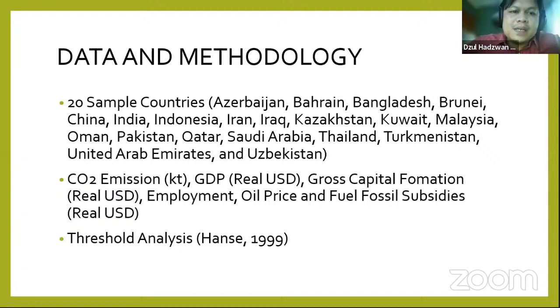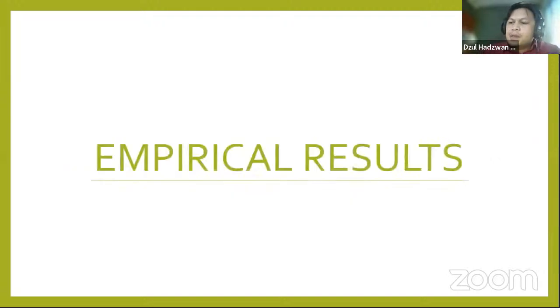About the data, in this study, we use 20 sample countries as stated in the slide. The details of the data that we use are CO2 emission, GDP in real USD, the same goes for the gross capital formation, employment in numbers of employments, and oil price and fossil fuel subsidies, also in real terms. And in order for us to capture the asymmetric effect, we use threshold analysis that was introduced by Hansen in his paper in 1999.